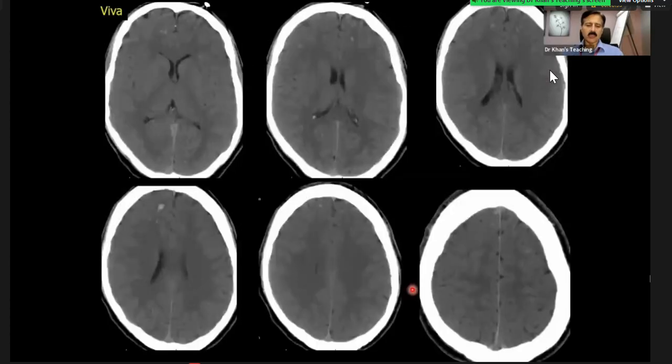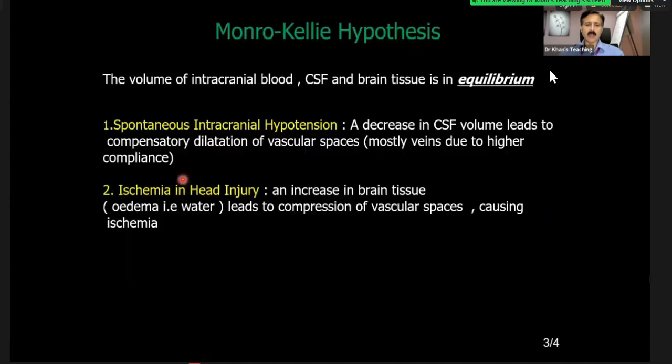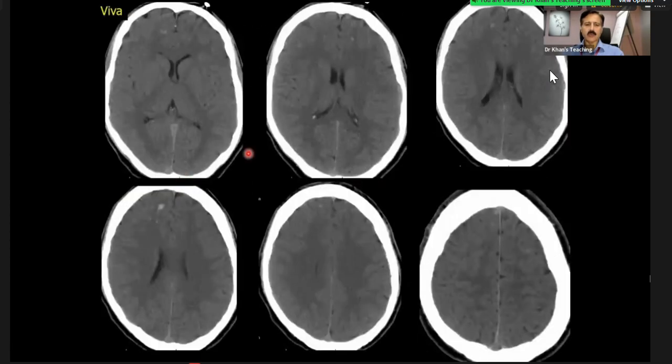So diffuse axonal injury is important for the exam. And please remember it is one of the primary brain injuries. You remember this chart: contusion, diffuse axonal injury. These are the only primary injuries. In diffuse axonal injuries, the eye sees what the mind knows. What will happen? This is a shearing injury where, what is the location? The location is the gray-white matter junction. Then there is the internal capsule, then the corpus callosum, and midbrain.